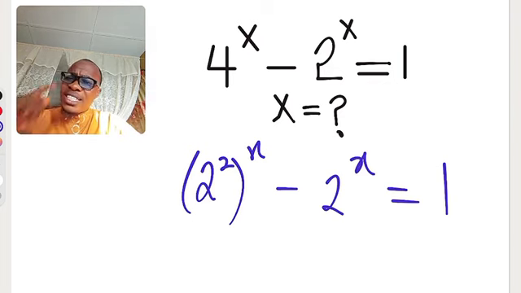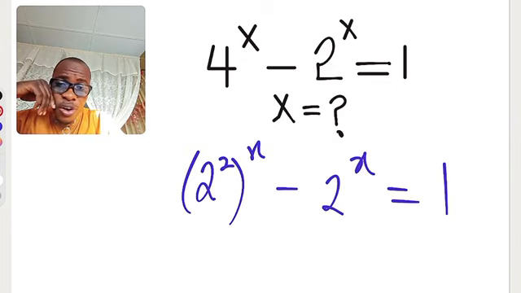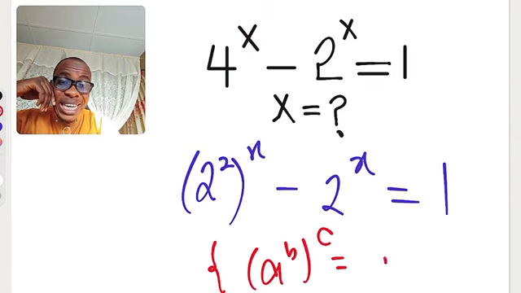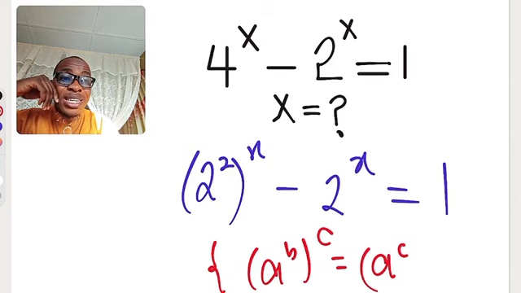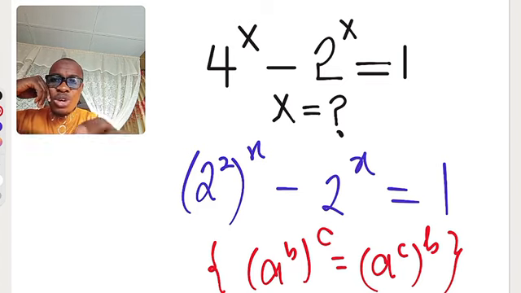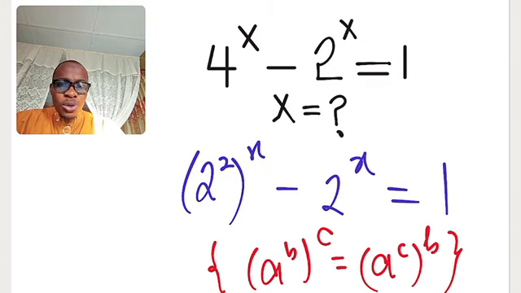Now, from here, the next thing I'm going to do is, if you recall from the law of indices, when you have a to the power of b, then to the power of c, you can write this as a to the power of c, then to the power of b. If you remember, we are going to do the same thing here, trying to interchange the power x and 2.